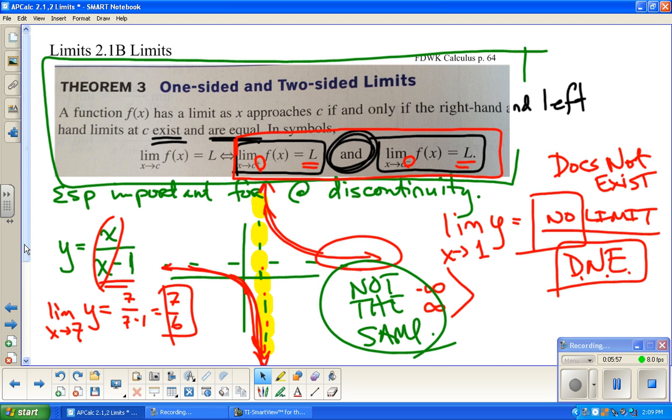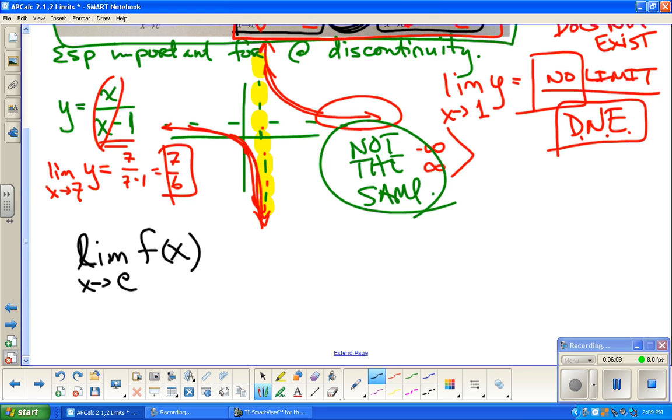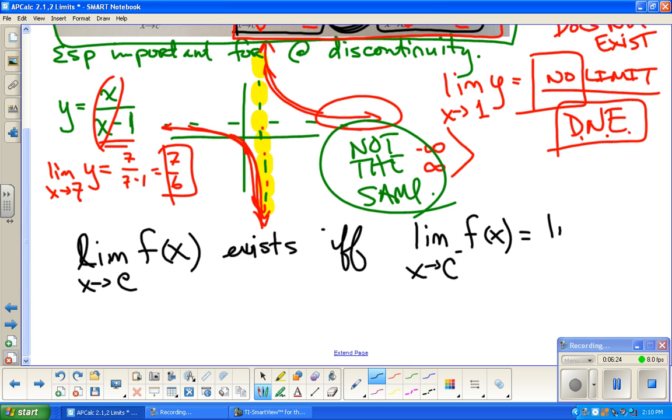So I'm going to just scroll down a little bit and rewrite that. Okay? So the limit as x approaches c of f of x only exists if and only if the limit as this, and I need to hammer what this means. This does not mean negative c. This means x approaches c from the left.